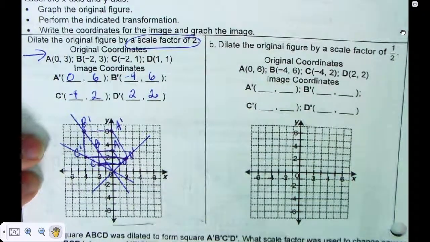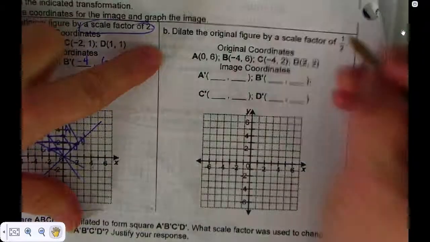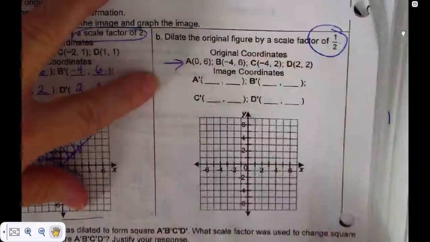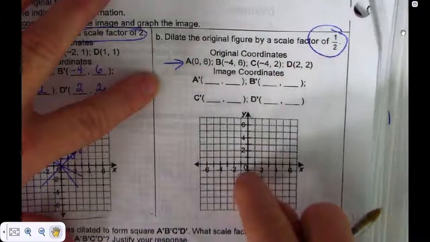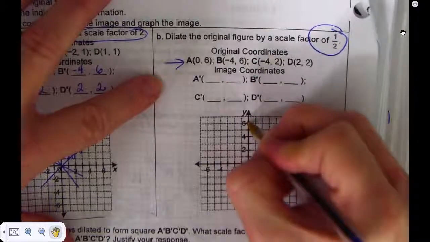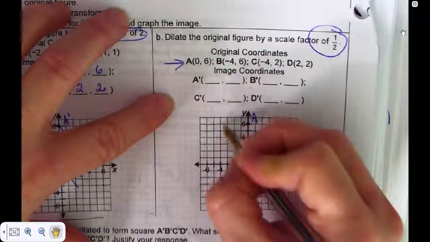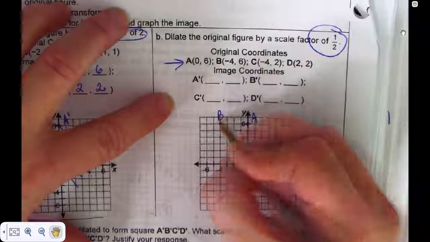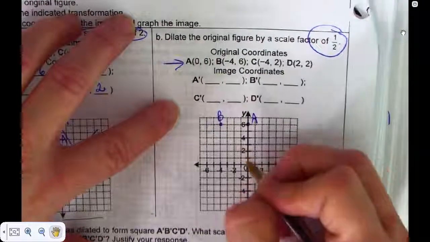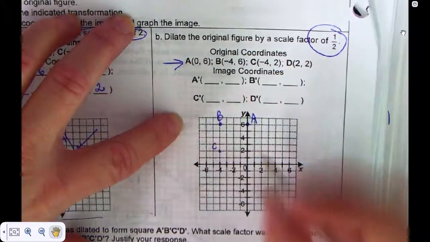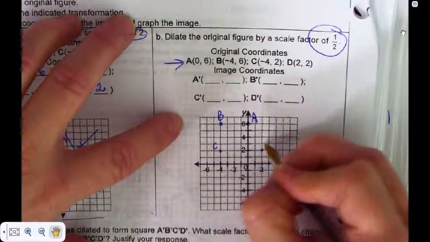It's correct. Now, let's go do B. We're going to do this one by half. We're going to take these coordinates, put on the graph. 0, 6 is A. Negative 4, 6 is B. Negative 4, 2 is C. 2, 2 is D.